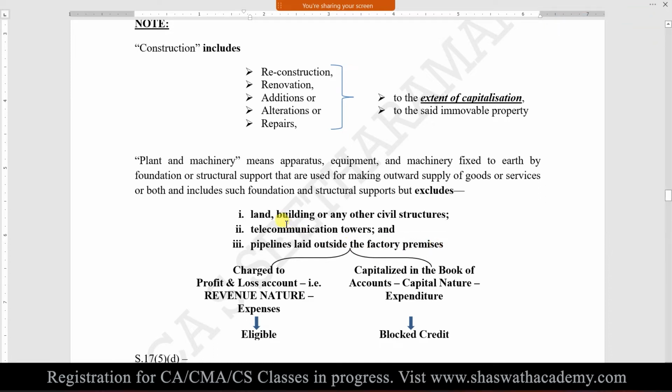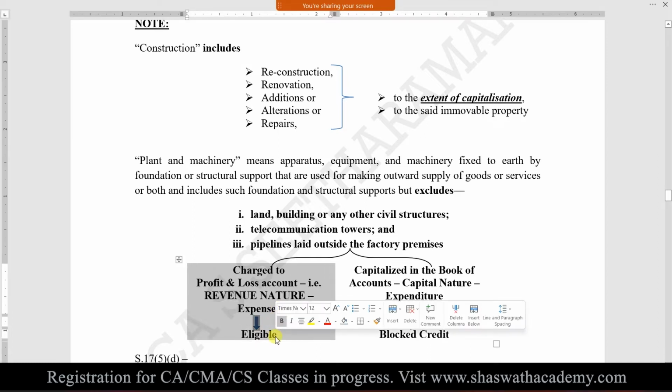Sir, suppose in a factory building there were some repairs. One roof, one part alone has broken. Telecommunication towers, one particular part is malfunctioning. Pipelines laid outside the factory, some part alone has got a problem and I am fixing it, which is basically of revenue nature, and I am charging to P&L. My dear, you are eligible to take credit on those repairs.